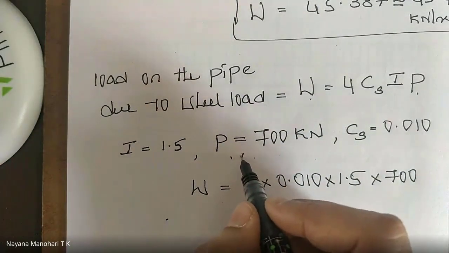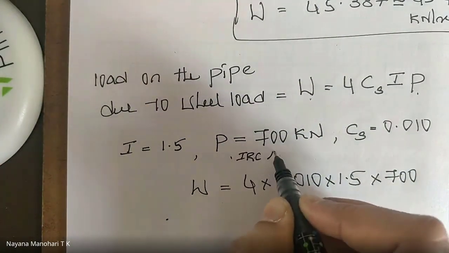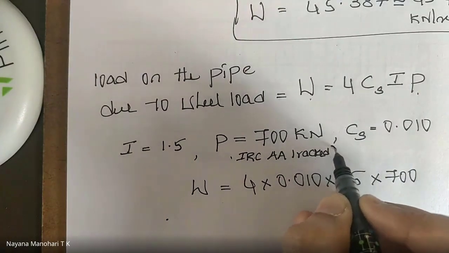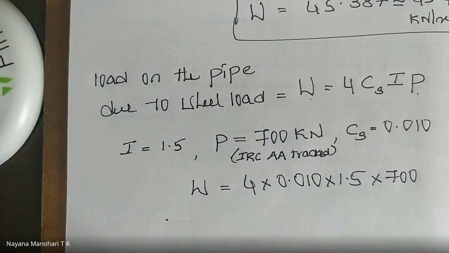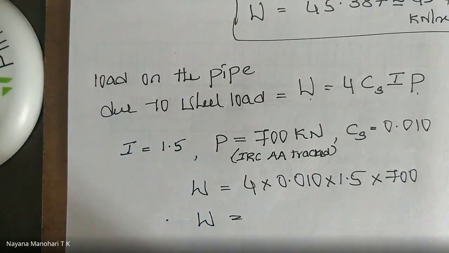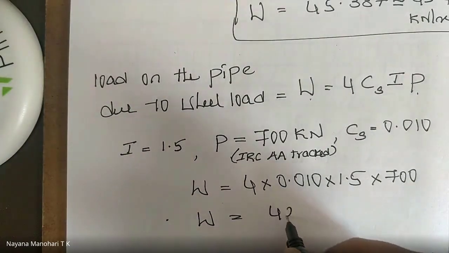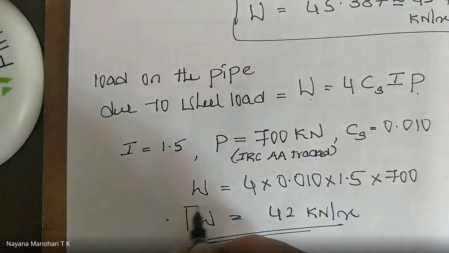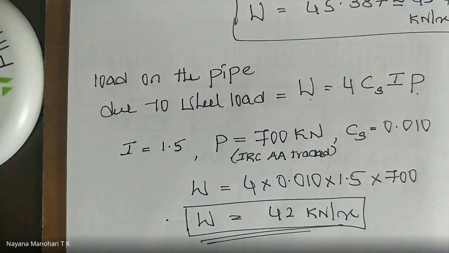They have specified this for the IRC AA tracked vehicle. What will be the total W value? We get 42 kilonewton per meter. This is the W due to wheel load.